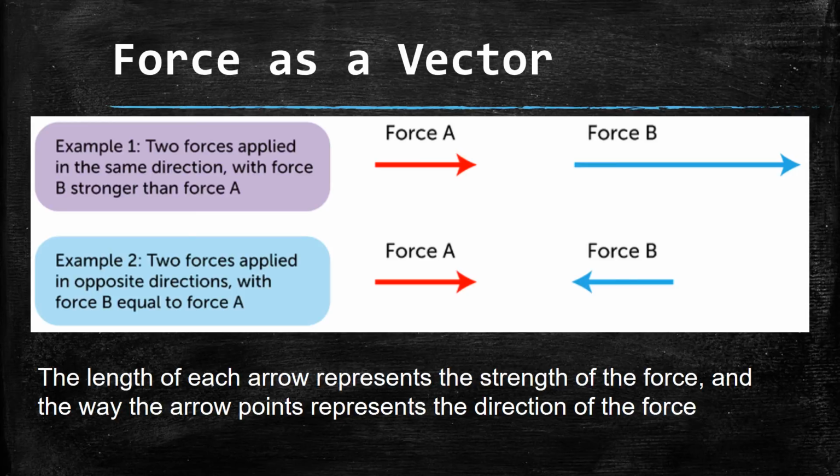You look at example 2, you have force A and force B. They are pointing in opposite directions, but force B is equal to force A. So there might not be much interaction going on with that object. They kind of cancel each other out. But in example 1, you have force A and you have force B, so your object will most likely move to the right. As with your velocity vectors, the length of each arrow represents the strength of the force, and the way the arrow points represents the direction of the force.